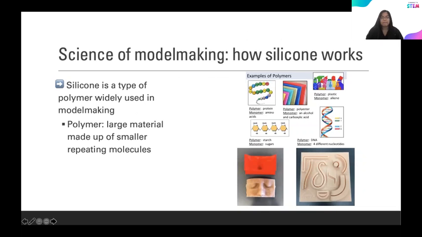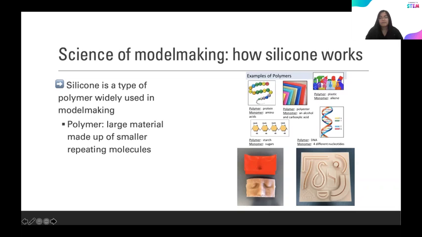Now on to model making. Silicone is a type of polymer widely used in model making. If you've never heard of a polymer before, it's basically a large material made up of smaller repeating units of molecules. And it's everywhere, actually. It's part of our daily lives. Some natural polymer examples are proteins, even our DNA is a type of polymer. Silk, even your hair is also a type of polymer. And some examples of synthetic polymers that are common are plastics, different types of plastics, and polyester, which is a common fabric that is used to make clothes, is also a polymer.